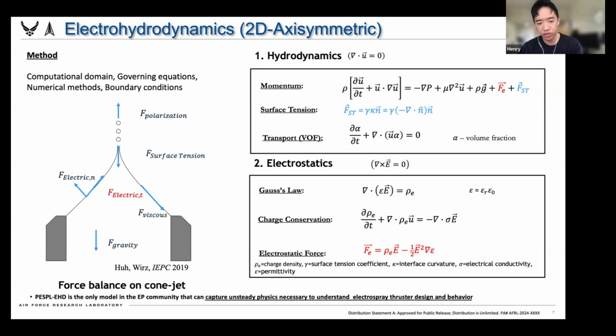For electrostatics, we solve Gauss's law and charge conservation to get the charge density and electric field, to get the electrostatic force, and we put that into the Navier-Stokes equation to iteratively get the balance of the normal and tangential directions of the electrostatic forces, gravitational force, viscous force, surface tension, and polarization force in this case, to get the meniscus and the droplet breakup, which we're aiming for.